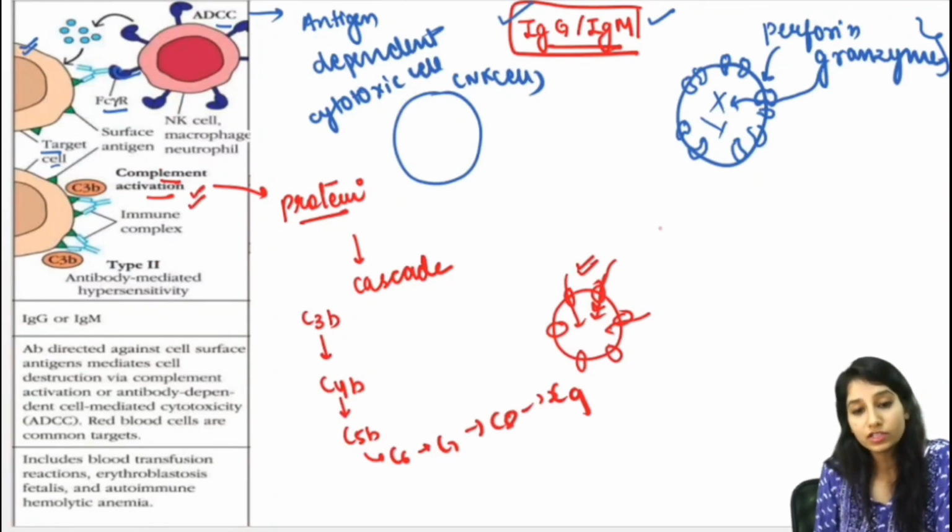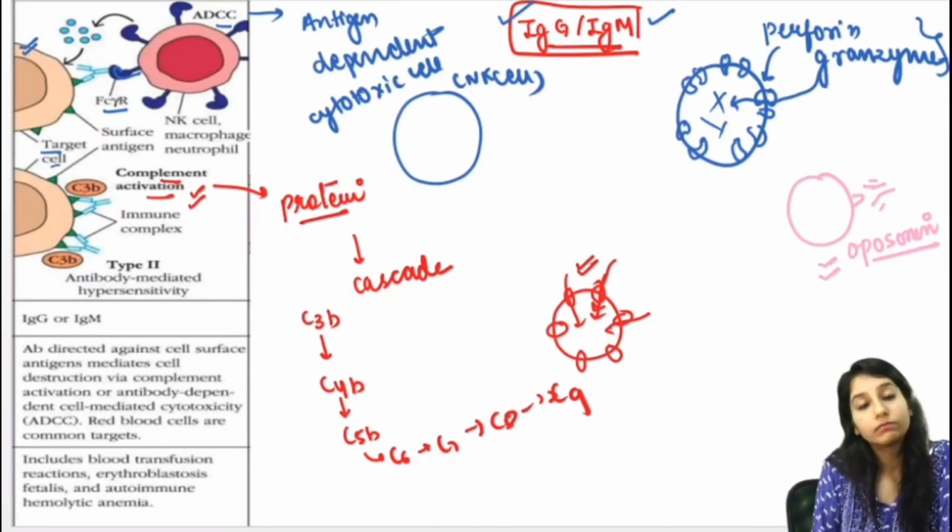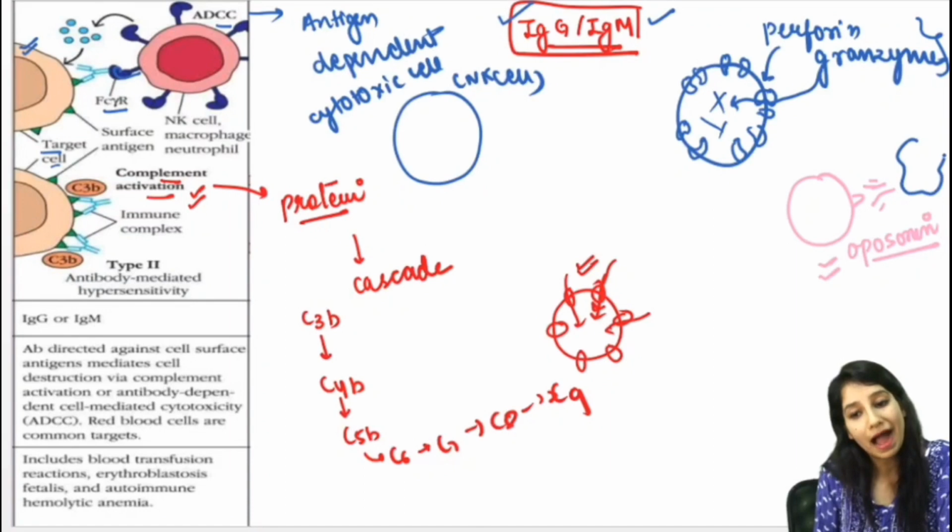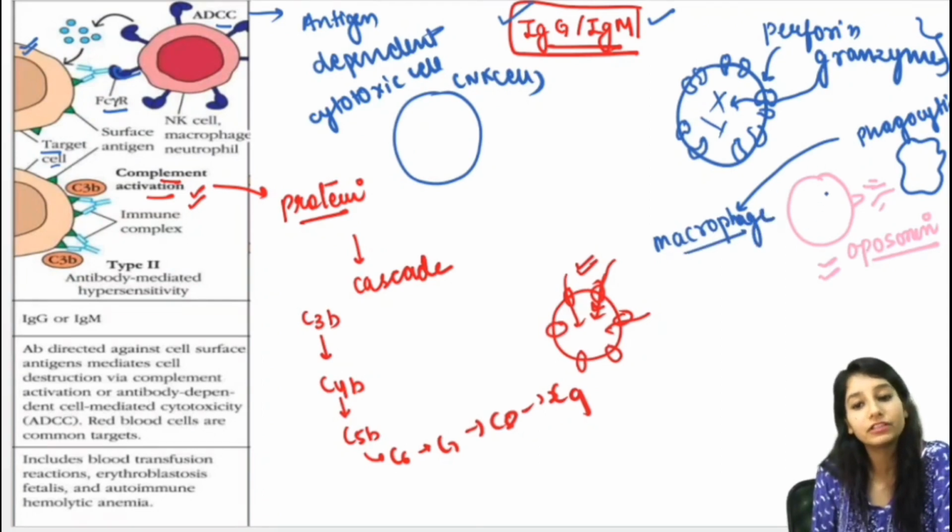The third method is nothing special. In this, the antigen that is bound with the antibody will act as an opsonin molecule. These molecules will go and bind with the phagocytic cell, for example, a macrophage. So this macrophage will engulf this cell with the antibody.